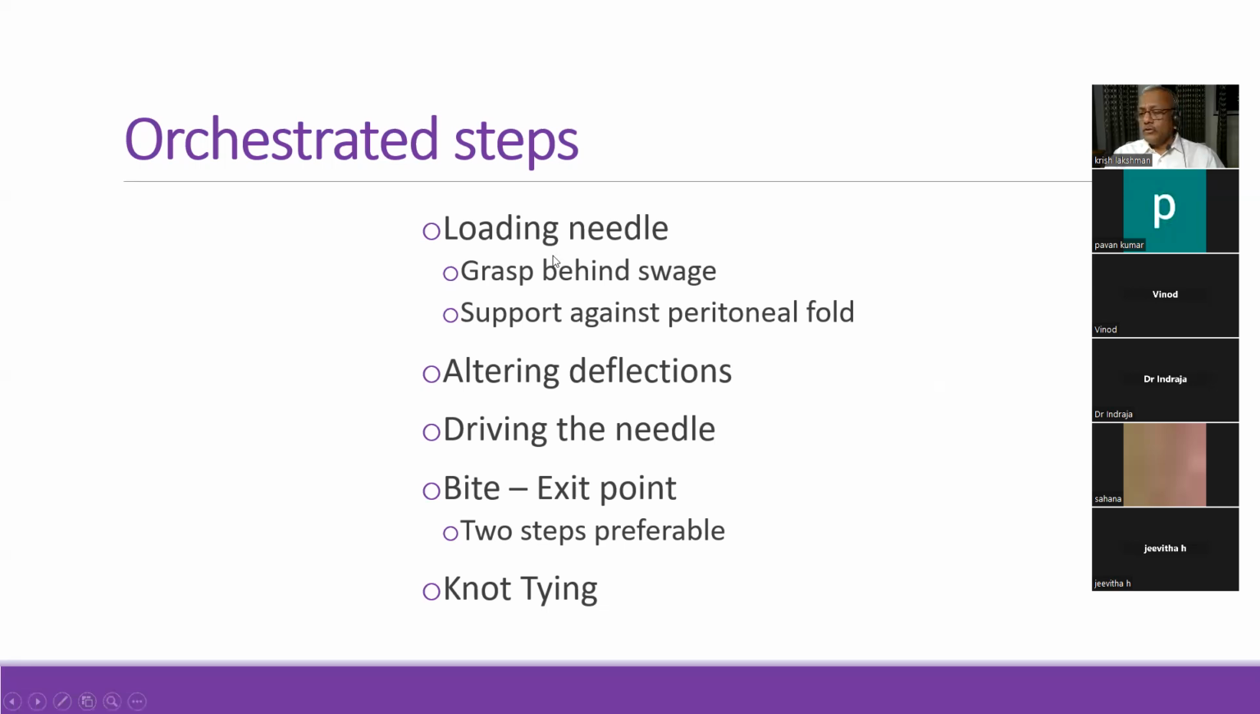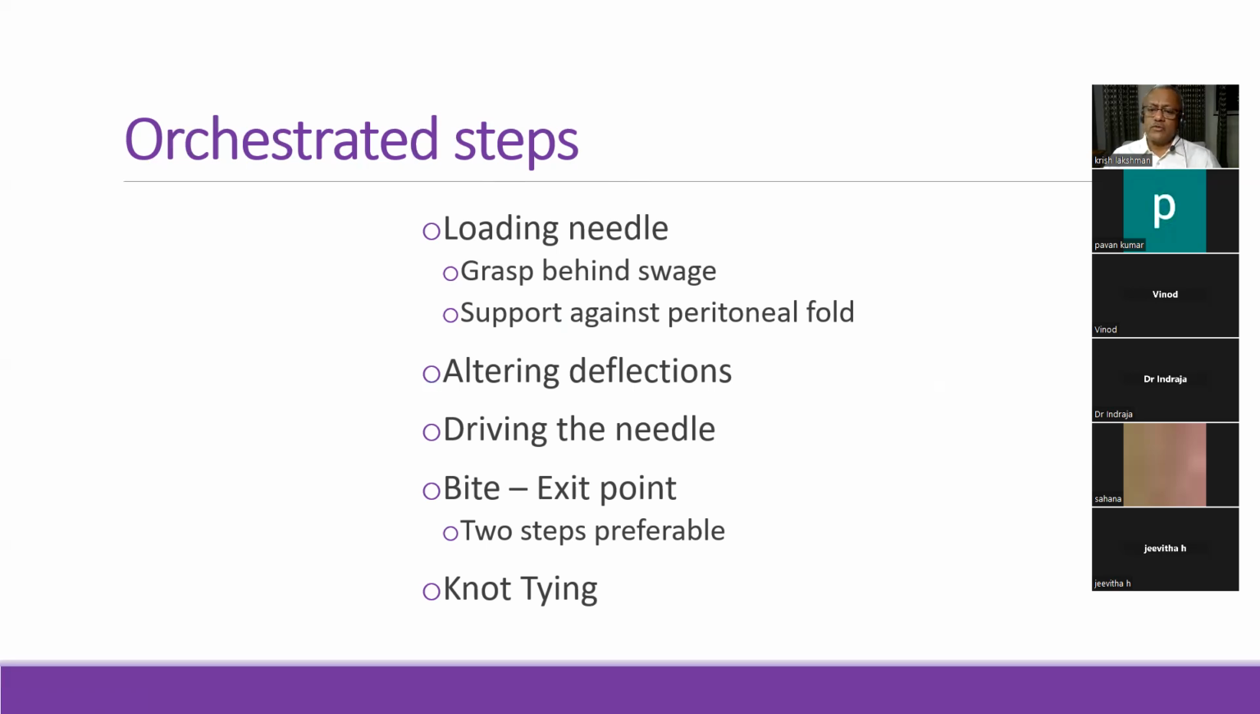First, you have to do loading the needle. You have to do it step by step. So you grasp the needle, the thread behind the swage, that is where the thread meets the needle, let it hang down or have it placed on the omentum or the side wall or something like that to steady the needle. As I said, support it against a peritoneal fold and then load it onto your needle holder, 1/3, 2/3, like in open surgery. But then it may not be sitting perpendicular the way you want it.